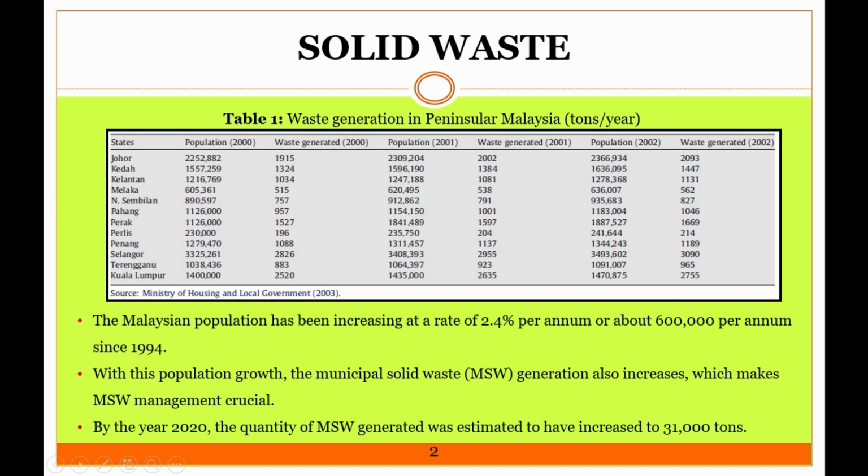Solid waste is material that is normally solid and is discarded as useless or unwanted by the person or organization that produces the waste. As you can see in Table 1, it shows the waste generation in Peninsular Malaysia in tons per year. The Malaysian population has been increasing at a rate of 2.4% per annum, or about 600,000 per annum since 1994. With this population growth, the municipal solid waste (MSW) generation also increases, which makes MSW management crucial. By the year 2020, the quantity of MSW generated was estimated to have increased to 31,000 tons.